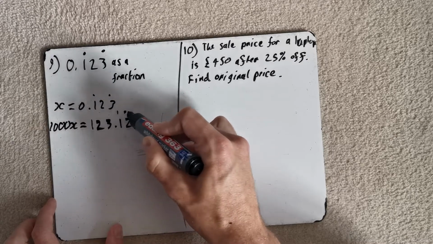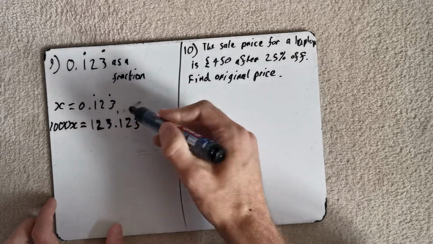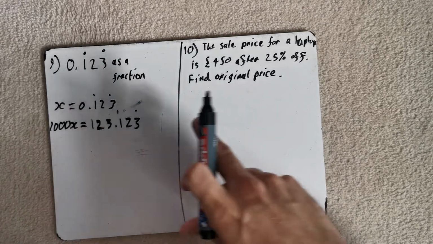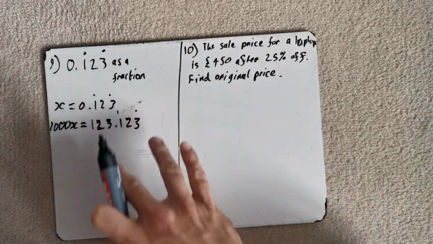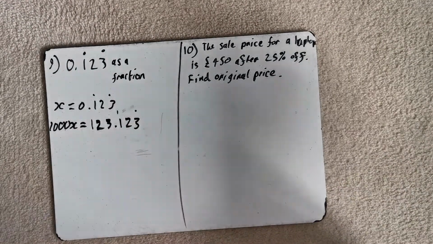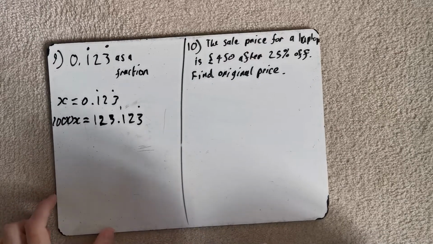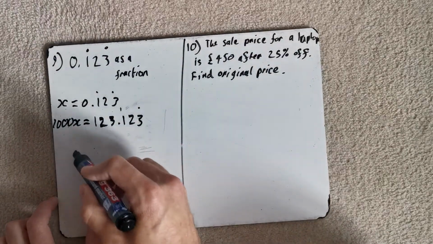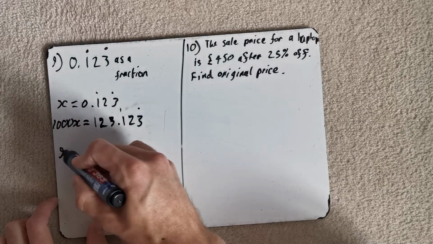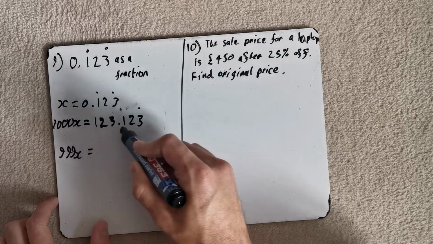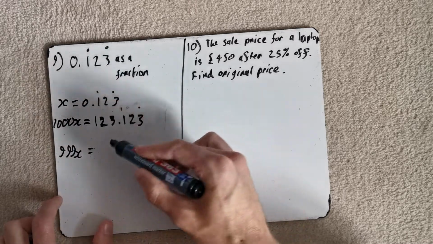If we times it by 1,000, we get 123.123 recurring. Remember the 123 keeps going on and on. So this is 0.123, 123, 123, and so on. If we times it by 1,000, it'd be 123.123, 123, 123, and so on. What we could do now, take this away from that. So 1000x take away x is 999x. 123.123 recurring take away 0.123 recurring.